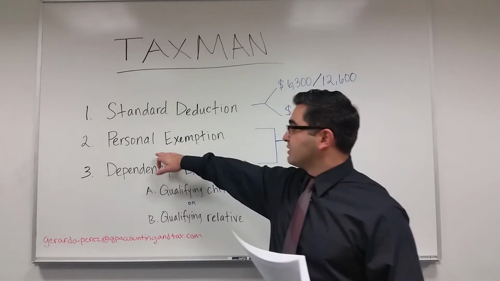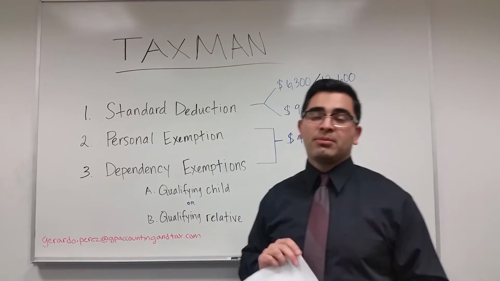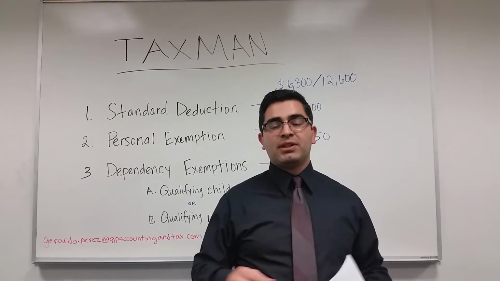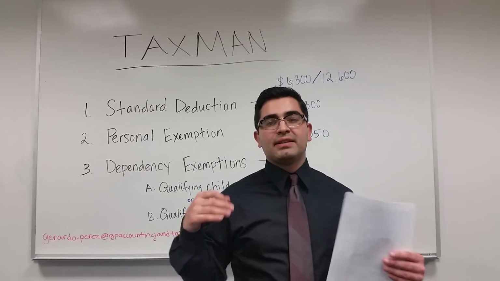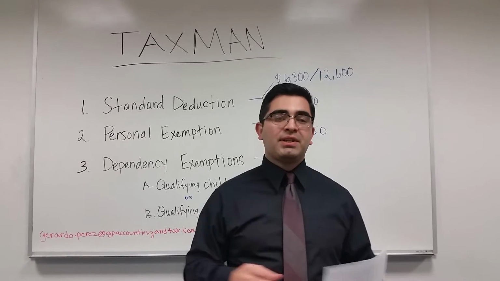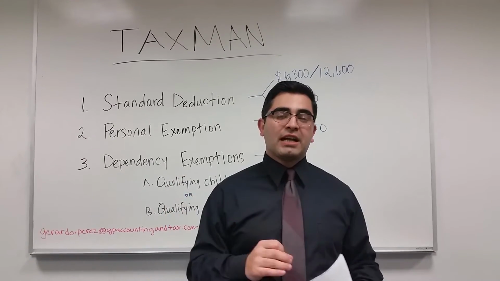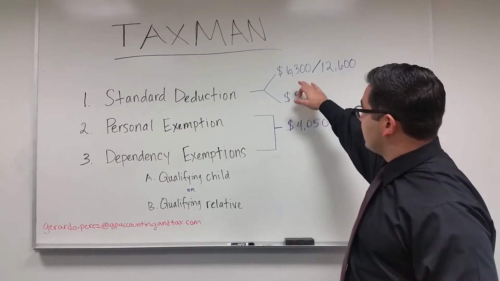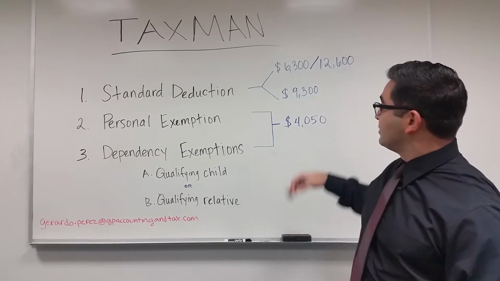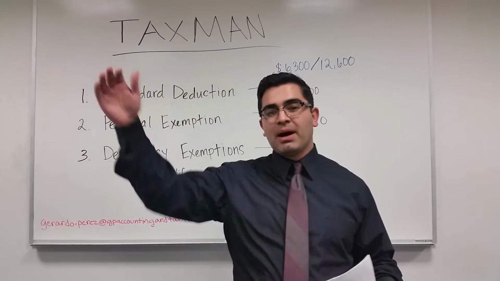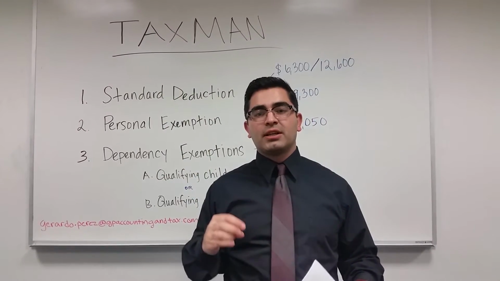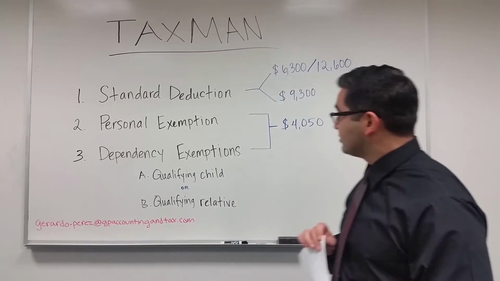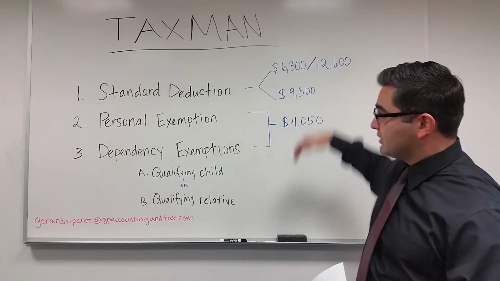Jumping down to the personal exemption amount, you receive a personal exemption amount for yourself and your spouse, and that amount is $4,050. So in total, you receive a $10,350 offset to your taxable income if you're single. The way that's calculated is $6,300 plus the $4,050 equals $10,350. You go ahead and subtract that from your adjusted gross income, and that arrives at your potential taxable income. So you get to offset your taxable income by these amounts here.